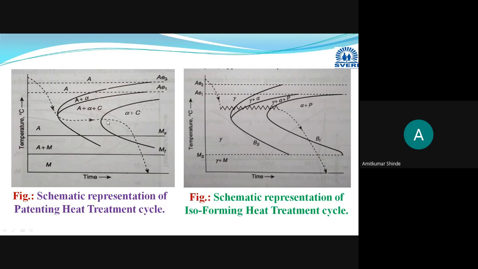For these types of processes, whenever you want to perform a wire drawing operation on a component, before performing that wire drawing operation you are going to perform this patenting heat treatment process. After completing this heat treatment process, we perform the wire drawing operation, because now that steel material has more toughness and ductility.